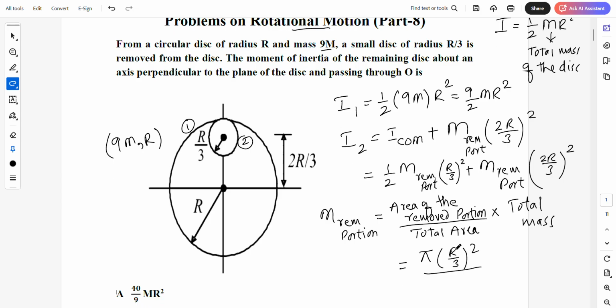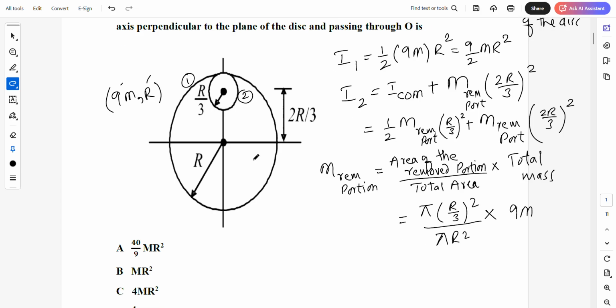Divided by what is the total area? The total area of the disk is how much? That is pi r square. R is given here. Pi r square into what is the total mass? 9m. Now simplify this one. Pi gets cancelled, again r square gets cancelled. 9 r square by 9 r square into 9m. 9 gets cancelled, r square is equal to m. Therefore, the mass of the removed portion is m. I can calculate I2 from here.